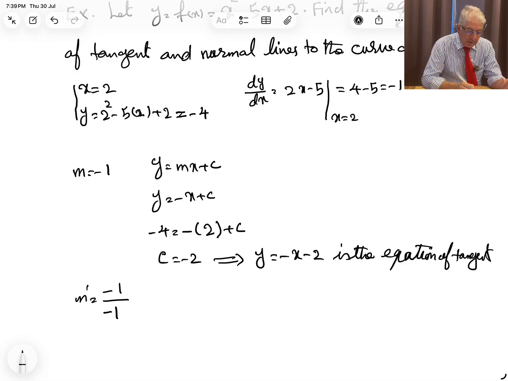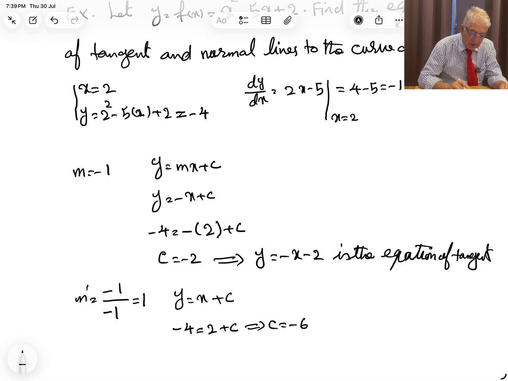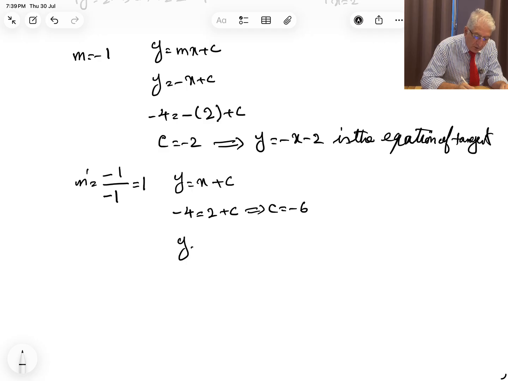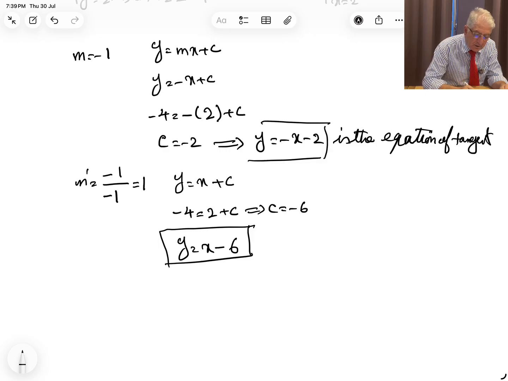Negative of the reciprocal. Therefore, negative 1 over negative 1 is 1. So, y will be equal to x plus c. Again, the same point here. Now x is 2, y is negative 4. Negative 4 is equal to 2 plus c. So, from here I can say c is equal to negative 6. Therefore, the equation of the normal will be y equal to x minus 6. This is the normal and this one is the tangent.